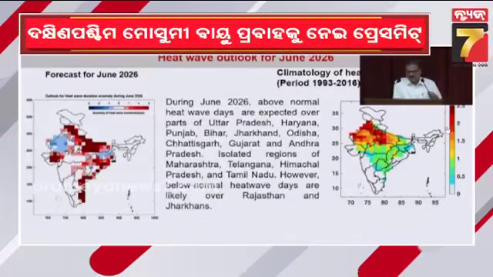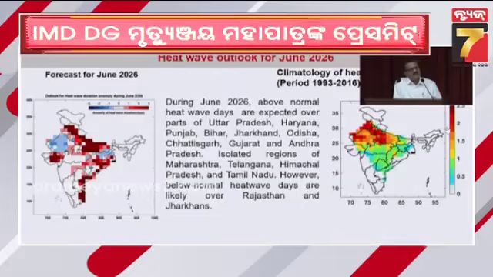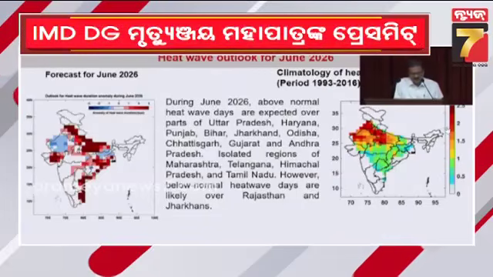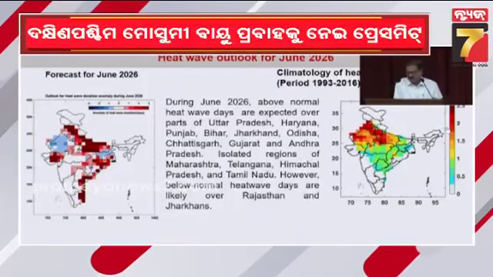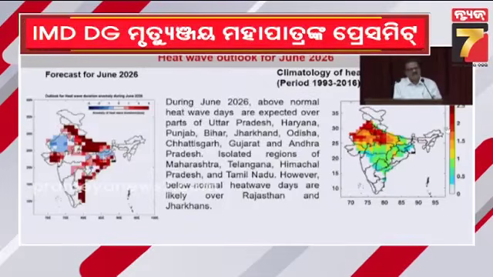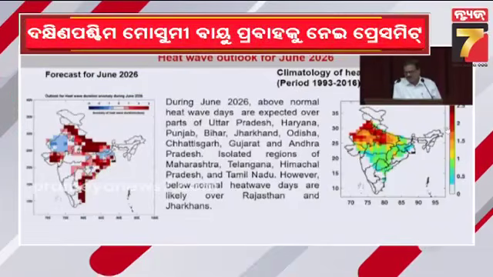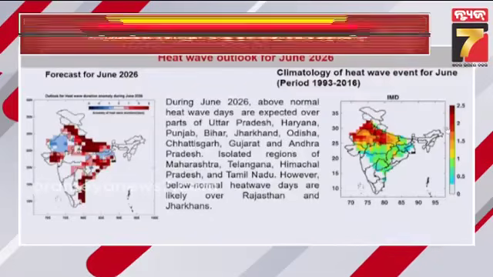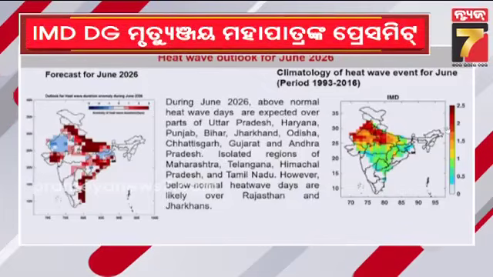Now let us look at the heat wave forecast for the month of June. During June 2026, the left-hand side diagram depicts the number of days of heat wave expected during the month of June. And on the right-hand side, it shows the climatology of a heat wave. If you just look at the month of June, climatology says that heat wave frequency is quite high, and it can be around 3 days in the plains of northwest India, covering Punjab, Haryana, Chandigarh, Delhi, UP, and Rajasthan, and northwest MP.